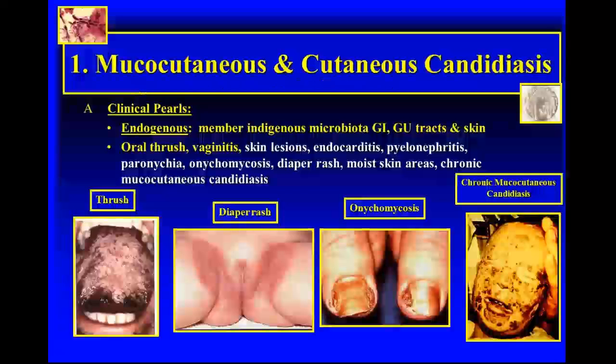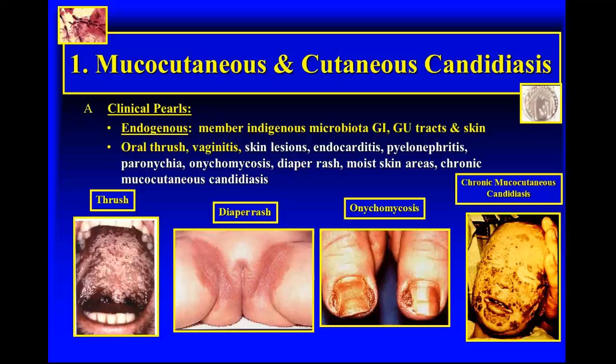Let's start with Candida. Everything that we cover today comes from outside. You breathe it in, you get inoculated, what have you. This one agent that comes from inside is endogenous, and that is Candida. It's a member of the indigenous microbiota of our GI and GU tracts and skin. We get it when we're born, either vaginally from our mother, or even if you're born by C-section, from the skin of the caretakers, and you get colonized. Everybody has an element of Candida in the GI tract.